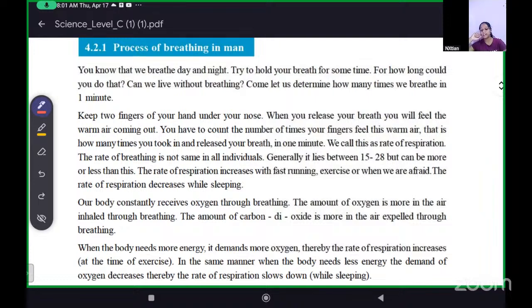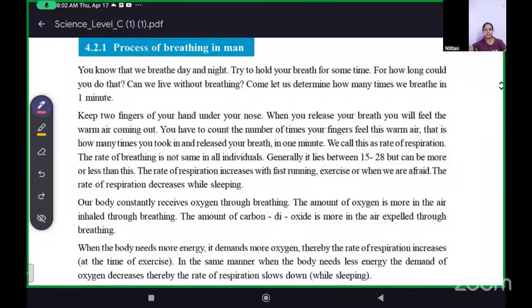Pulse rate is basically your heartbeat. Pulse rate is related to our heartbeat, but rate of respiration is related to how many times we breathe in and breathe out in 1 minute. That is the rate of respiration. But pulse is related to how many heartbeats you're having. So that is pulse rate.